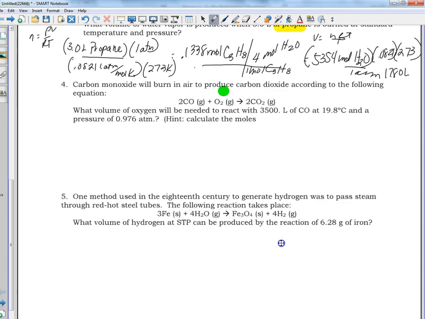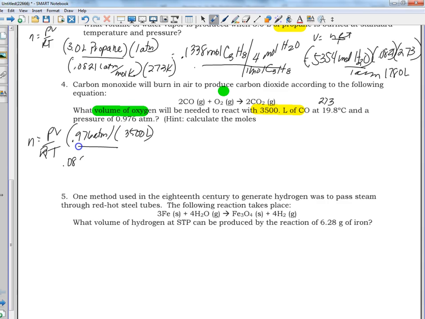Next, same story. Carbon monoxide will burn in the air to produce carbon dioxide. What volume? This is what we're solving for. This is our unknown, and this is our known. All right, we have a temperature of 19.8. We'll add 273 to that, and our pressure is in atmospheres. So let's first figure out how many moles of carbon monoxide we're going to have. Moles are equal to PV over RT. So our pressure is 0.976 atmospheres. Our volume is 3,500 liters.